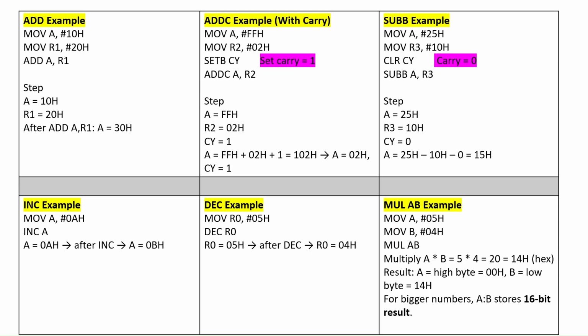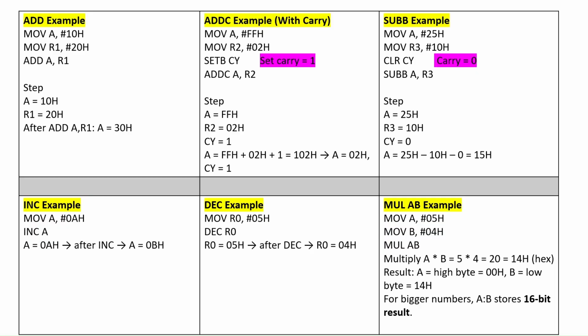SUBB instruction. The next instruction is SUBB, which means subtract with borrow. Syntax: SUBB A, source. This subtracts the source and the carry flag from the accumulator. Example: MOV A, #25H. MOV R3, #10H. CLR C. SUBB A, R3.